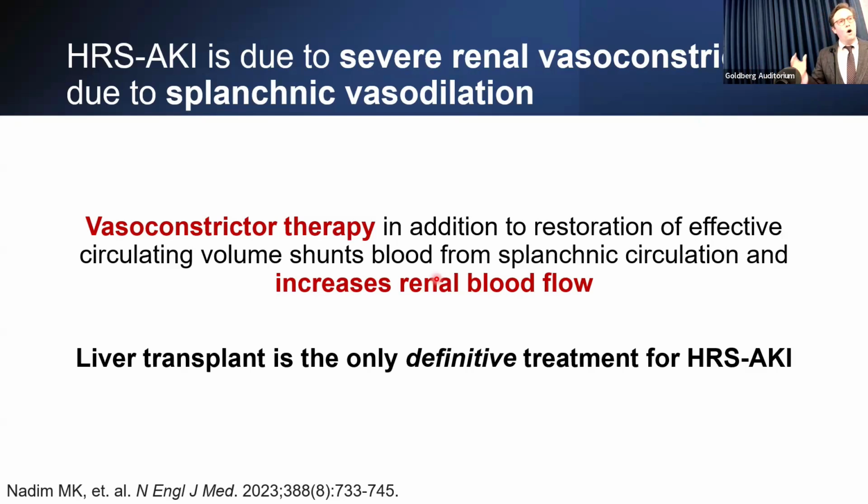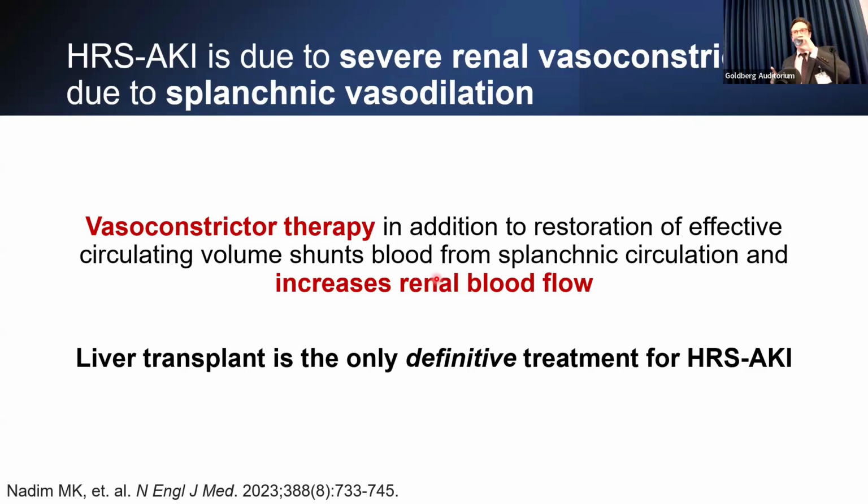What are we doing? All our therapies for HRS, whatever one you think of, midodrine and octreotide, norepinephrine, terlipressin, all that is doing is increasing MAP by vasoconstrictor therapy, trying to shunt blood away from the splanchnic circulation where it is pooled to increase renal blood flow. That is all we're doing.